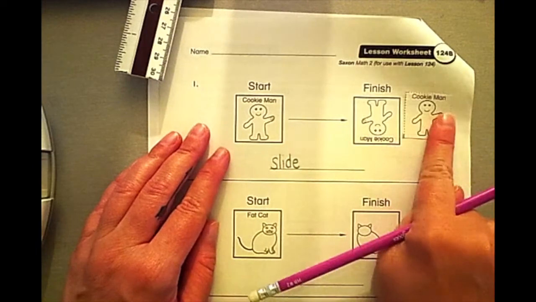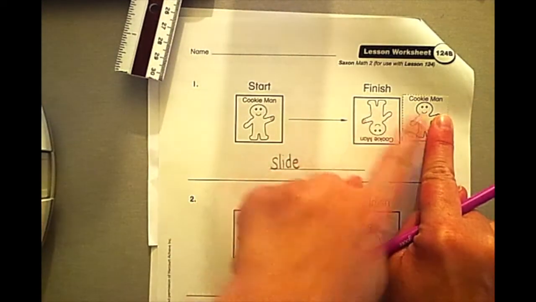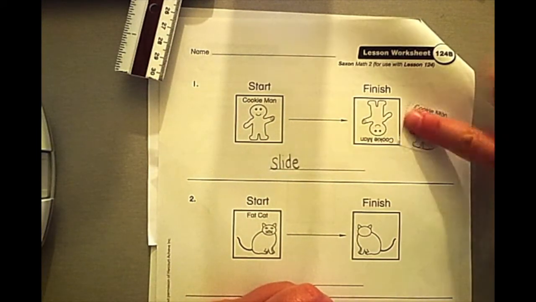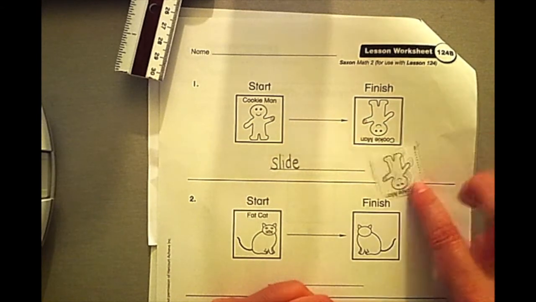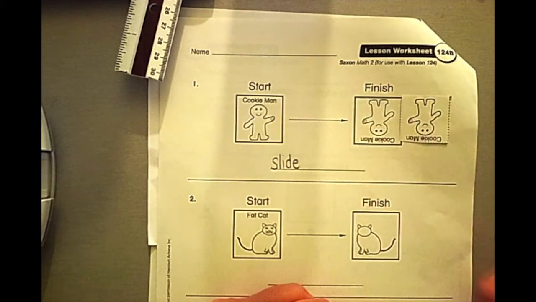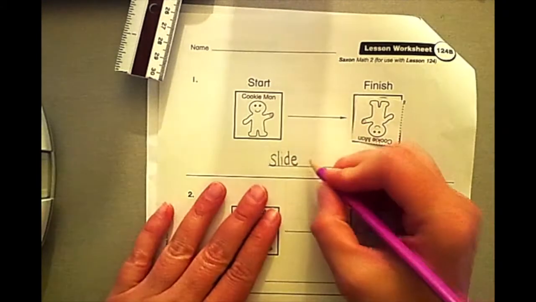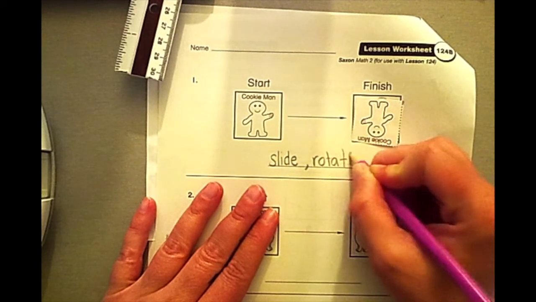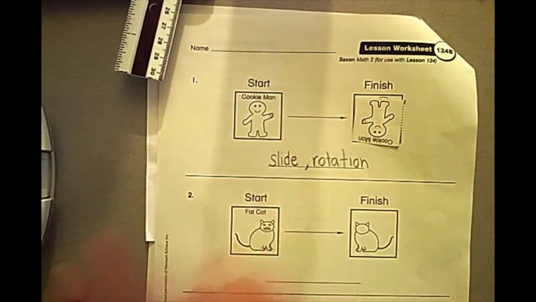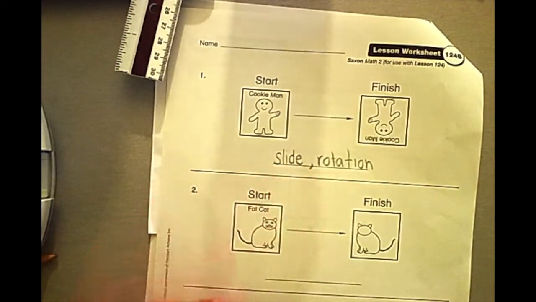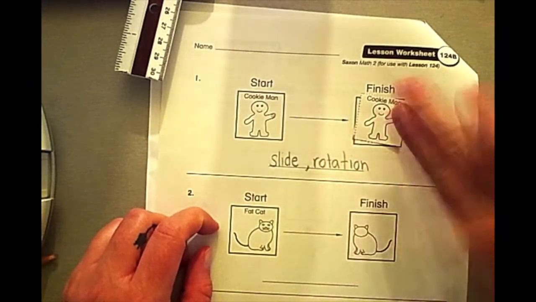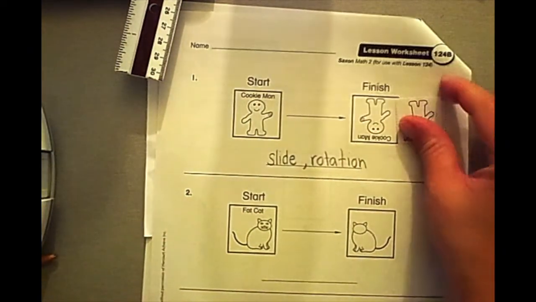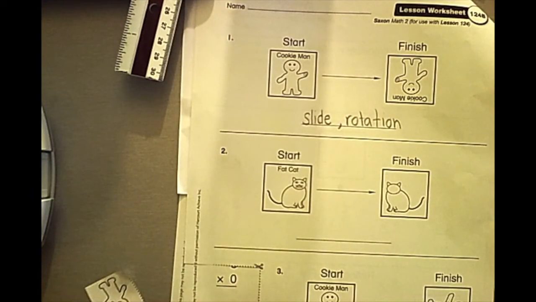Okay, so we slid him, but they're not looking the same. How do I get this to look like this? So, do you remember what we do next? We rotate. So do they look the same? They do. So slide, comma, rotation. Okay, so that's how we get from this side to this side. Let's try it. Slide and rotation. So we start here. Slide, rotate. Do they look the same? Yes, they do.